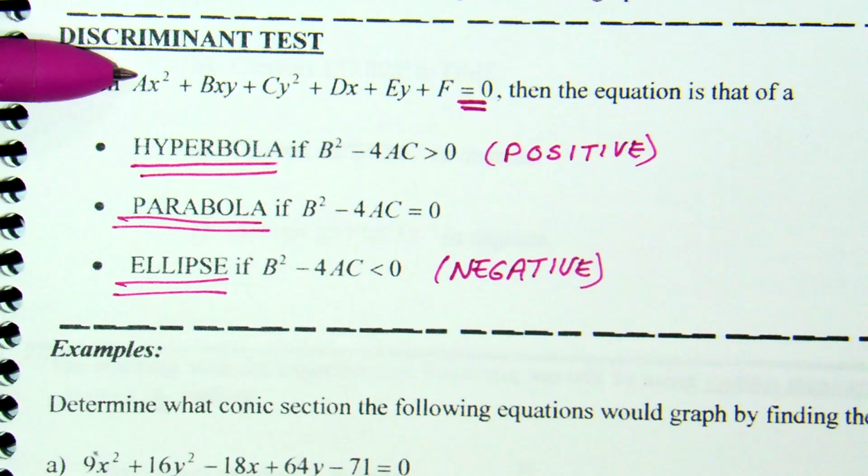Okay, look at example A. Determine what conic section the following equations would graph by finding the discriminant. So, I'm trying to get this so it's both on the screen.